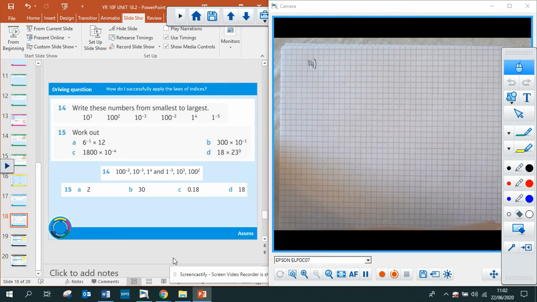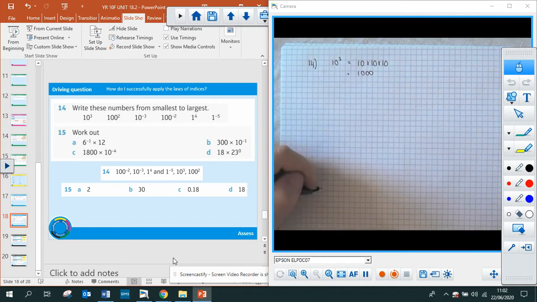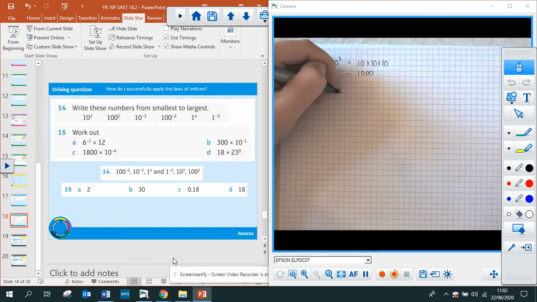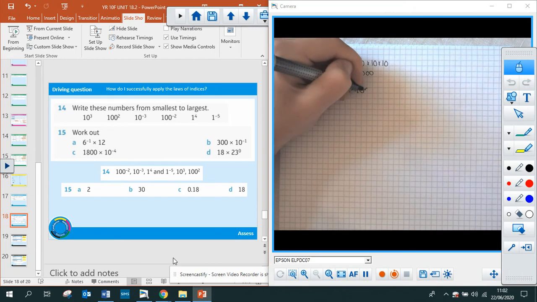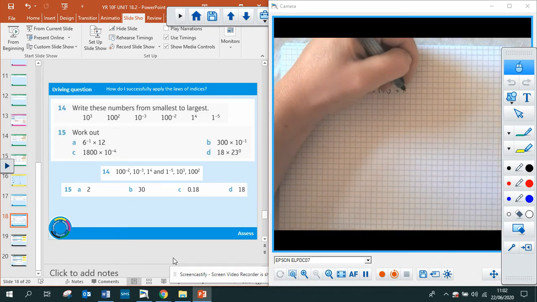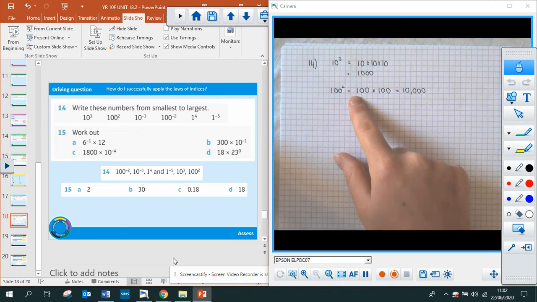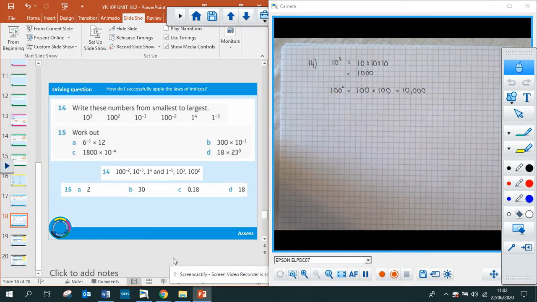So what we'll do then is think about the 10 cubed first. So 10 cubed we know is going to be 10 times 10 times 10. Okay, so we know that that's 1,000. 100 squared is 100 multiplied by 100. Okay, and that will give us 10,000. So I know that my biggest one is 100 squared, and then the next biggest one is going to be 10 cubed. Then let's think about the others.